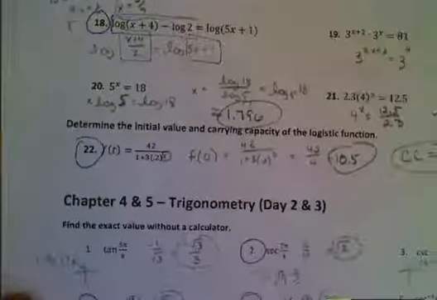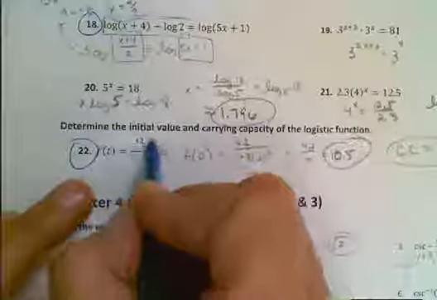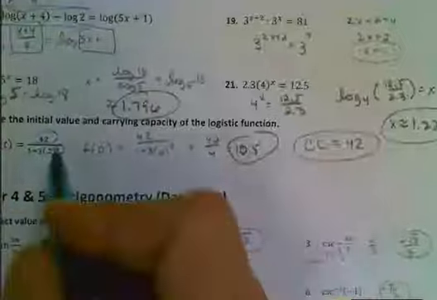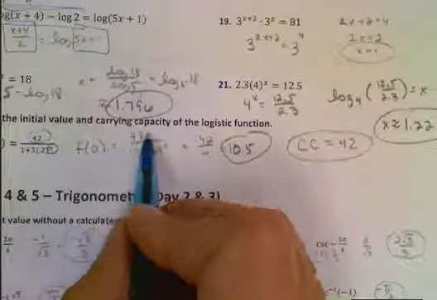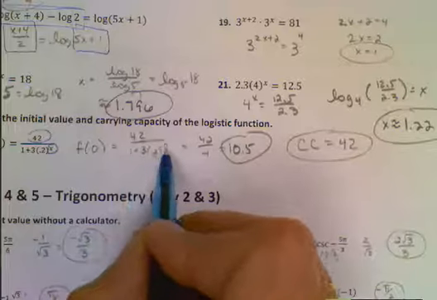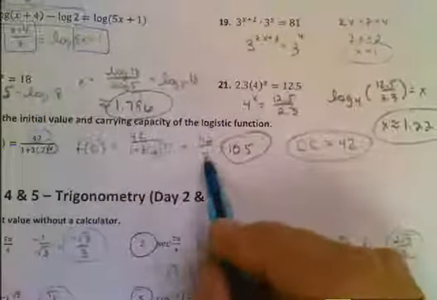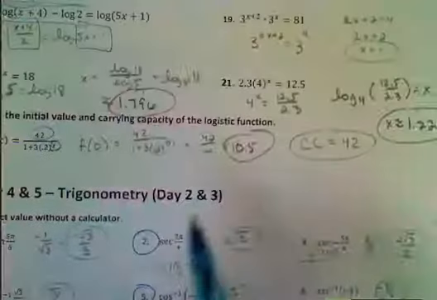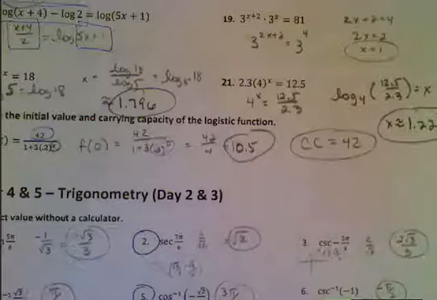And then real quick, number 22. Remember, the carrying capacity is just that number, whatever that number is. So carrying capacity is 42. To find the initial value, you put in a 0. So you take 42 over 1 plus 3 times 0.2 to the 0. Anything to the 0 power is 1. So I got 42 divided by 4, which was about 10.5. Okay, so that was kind of all the log stuff that's on the test tomorrow.